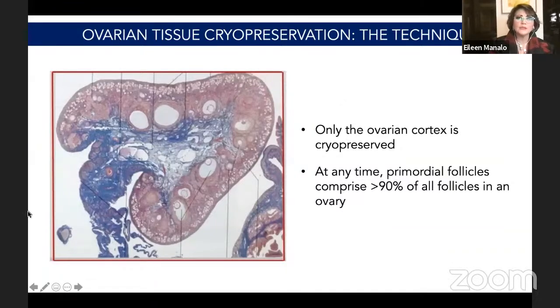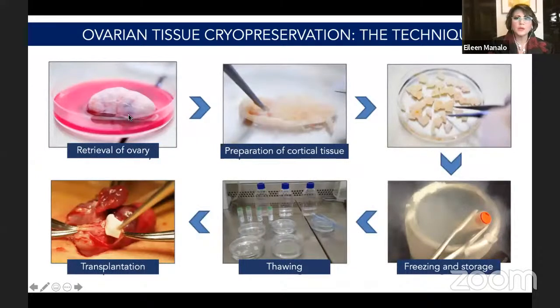And take note, this is a beautiful sagittal view of the ovary, which tells you that your primordial follicles are really concentrated just underneath the cortex, which is why only the ovarian cortex is cryopreserved. Okay, so this is how you go about it.